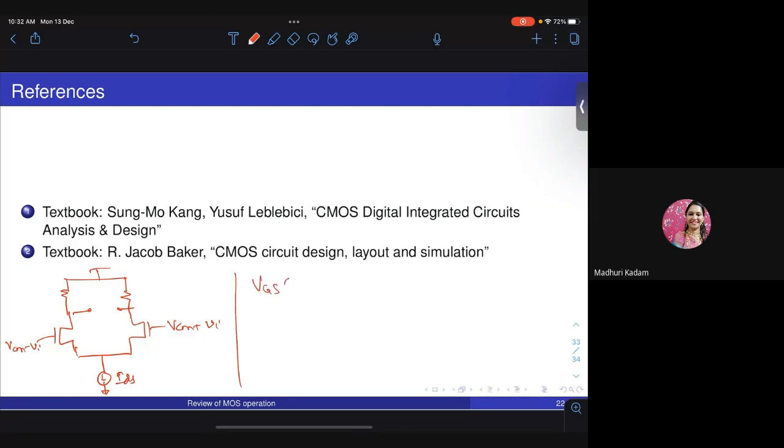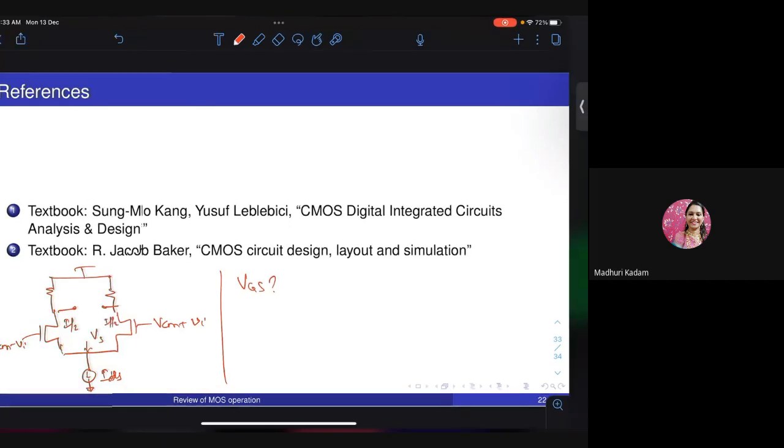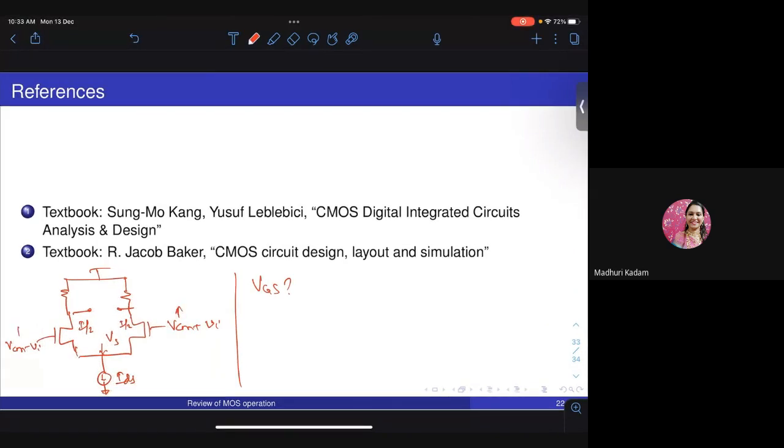I do not know what VGS is because the source potential is not known. What happens in the differential amplifier is that if the input common mode increases, the source potential adjusts itself so that the same current I by 2 flows through each transistor. So if VCM increases, then the source potential also increases to maintain the required VGS in order to flow the current of I by 2.